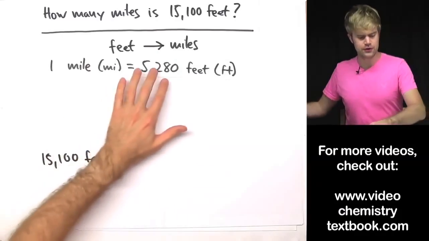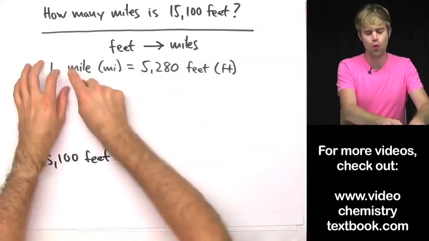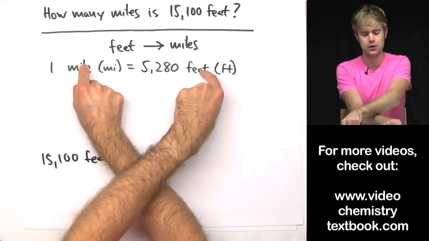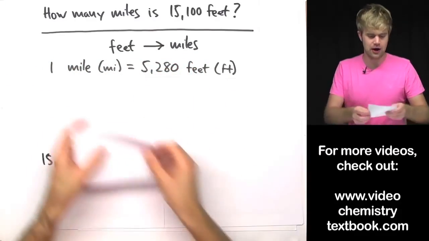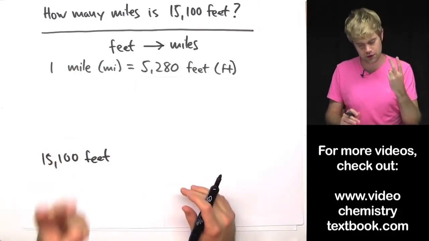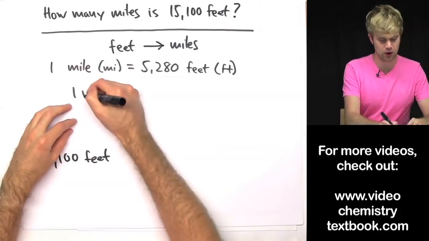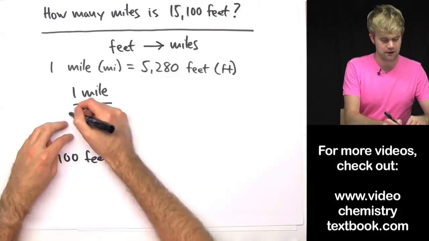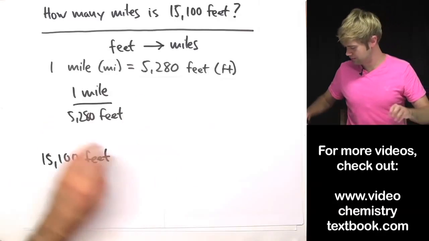Now, don't freak out that miles is on this side and feet is on this side. It doesn't matter what unit is on what side of the equation, because you could just easily flip it. Okay? You don't care what unit is on what side of the equation. All you care about is being able to have this so then you can write the conversion factors. So let's write the two conversion factors that we can get from this statement. I'll take 1 mile and I'll put it on top here. And then I'll take the other side, 5,280 feet, and I'll put that on the bottom.